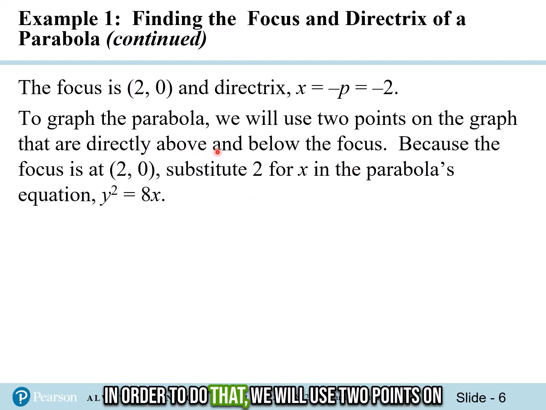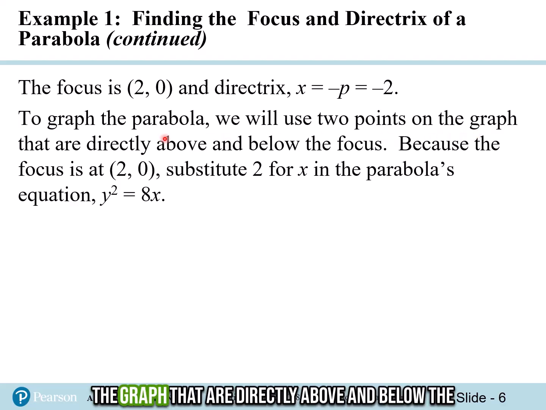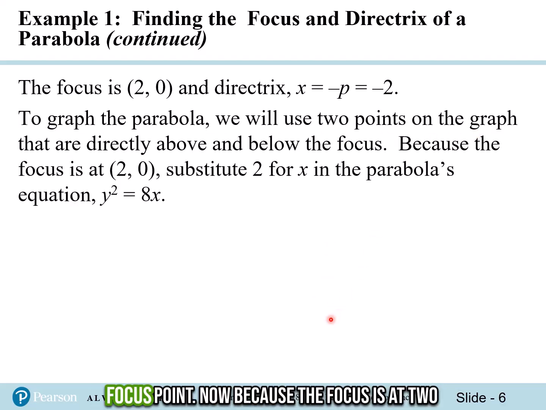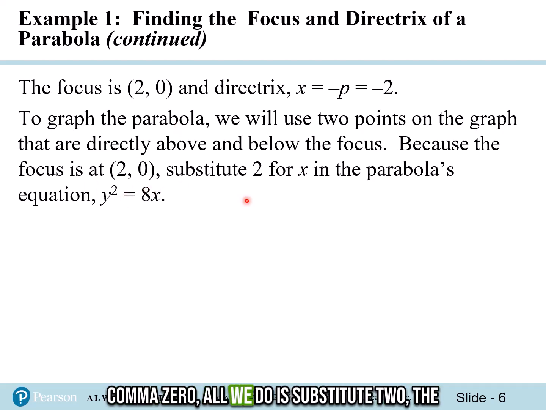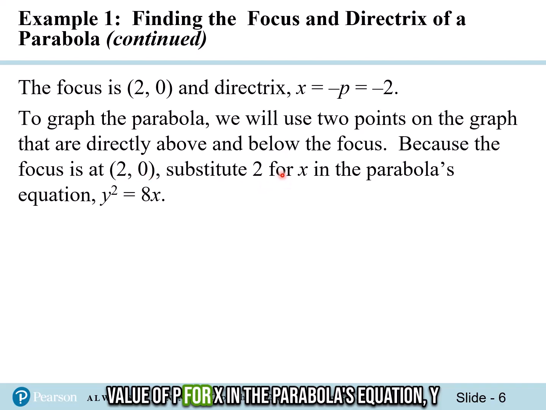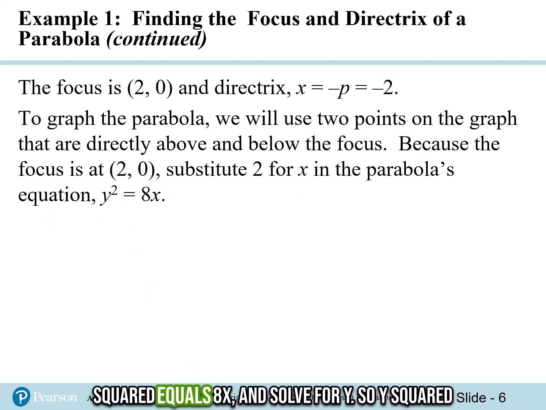In order to do that, we will use 2 points on the graph that are directly above and below the focus point. Now, because the focus is at 2, 0, all we do is substitute 2, the value of p, for x in the parabola's equation, y squared equals 8x, and solve for y.